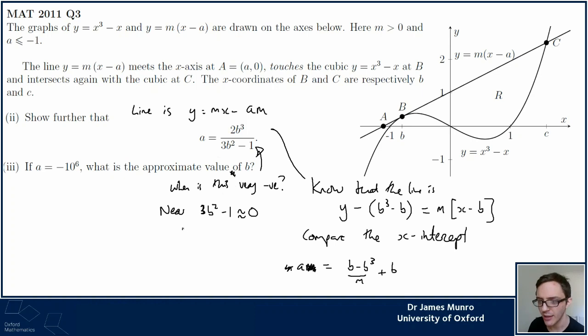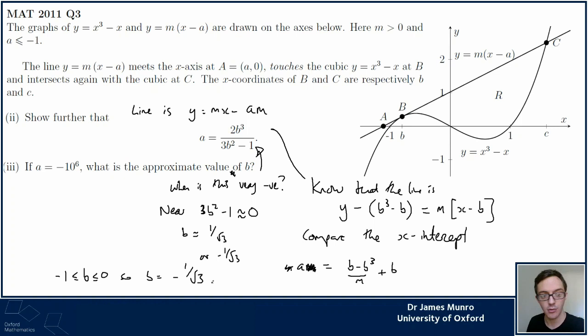So it'll be like minus 1,000,000. Okay, so that's the point with b is roughly 1 over root 3. Or I suppose minus 1 over root 3, careful about squares. And actually it is the minus 1 over root 3 that we want, isn't it? Because from the diagram, b is somewhere between minus 1 and 0.